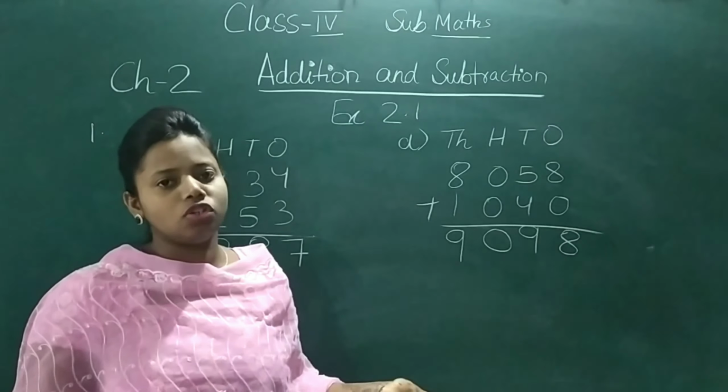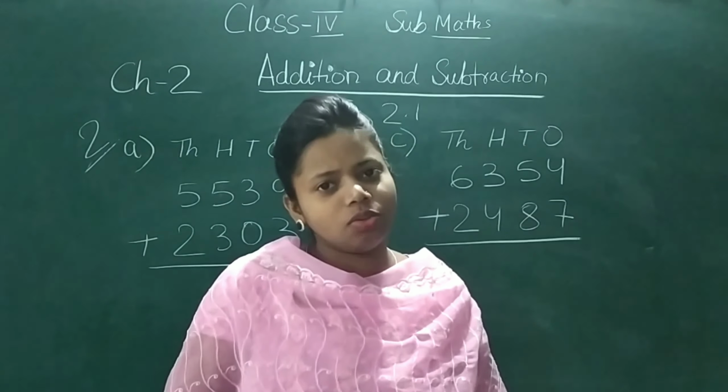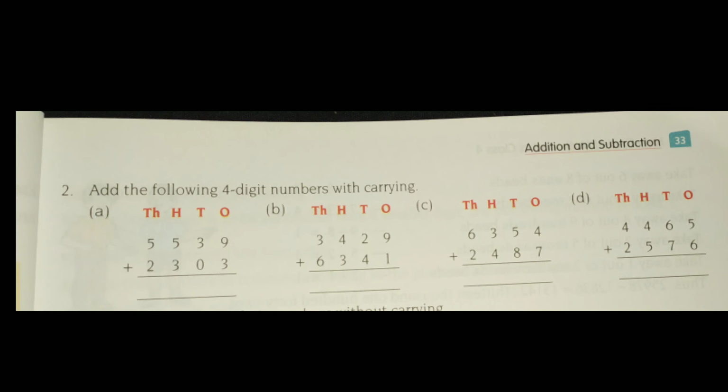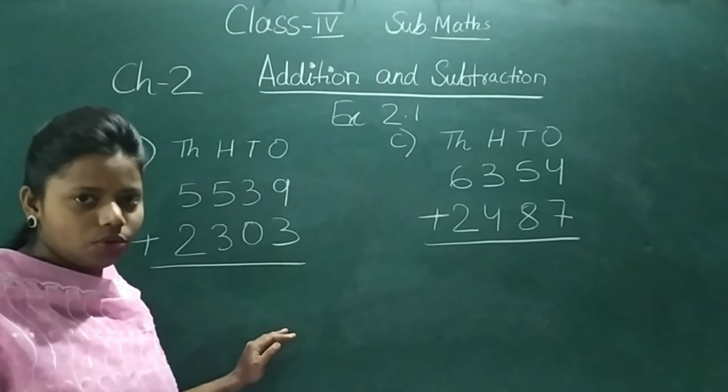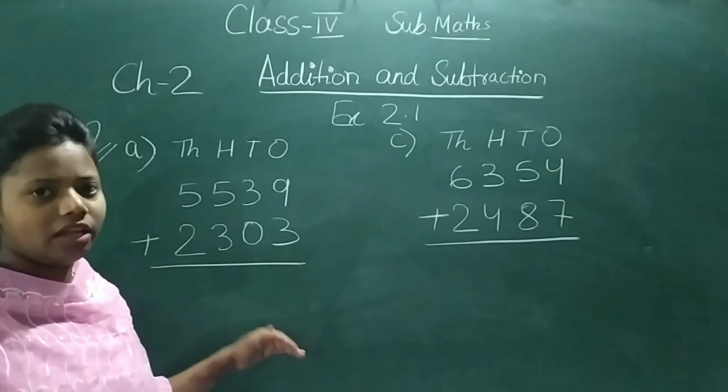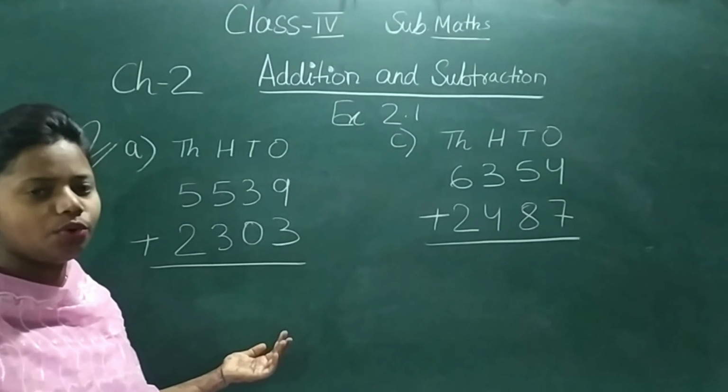Now let's move to our question number 2. Now let's see what is question number 2. Add the following 4-digit numbers with carry. In this question we are going to add, but here carrying will be there. Okay. Now let's see how to do it.